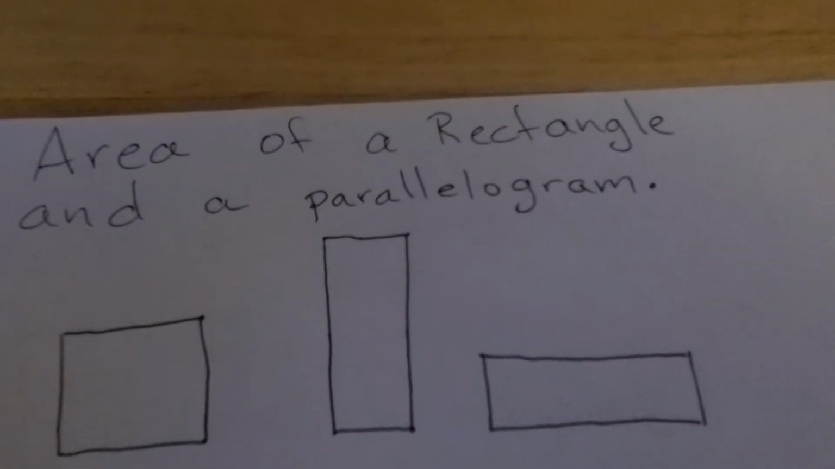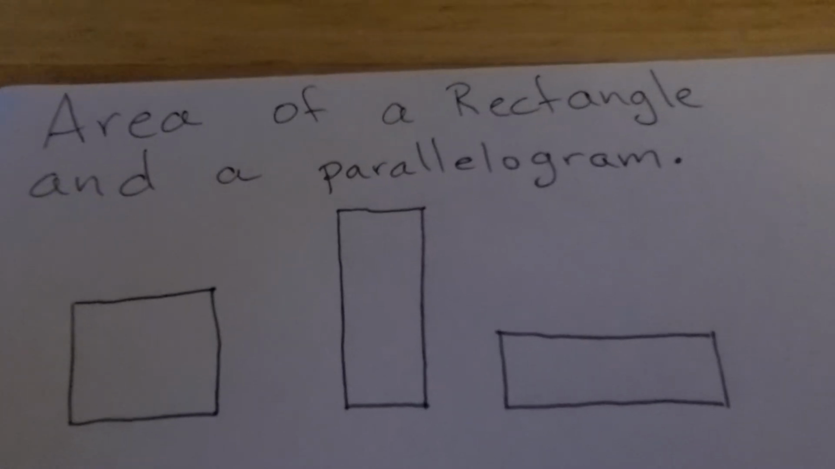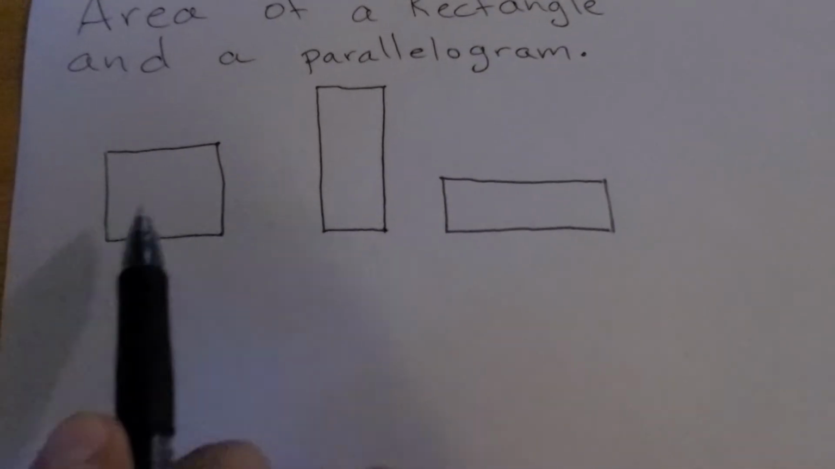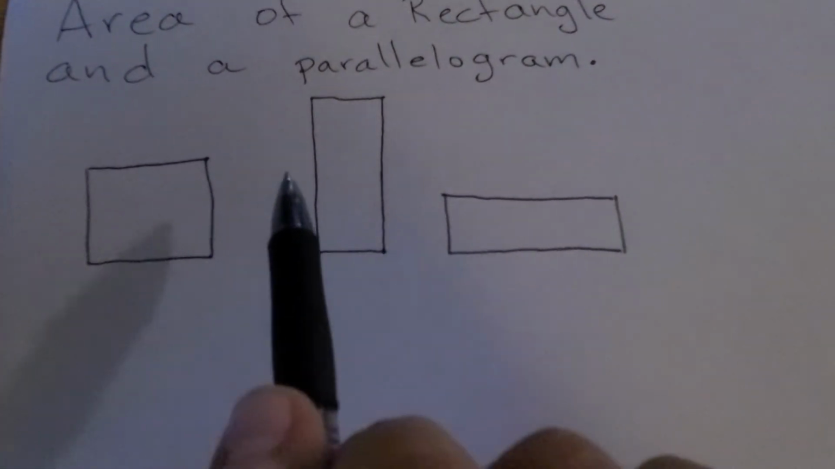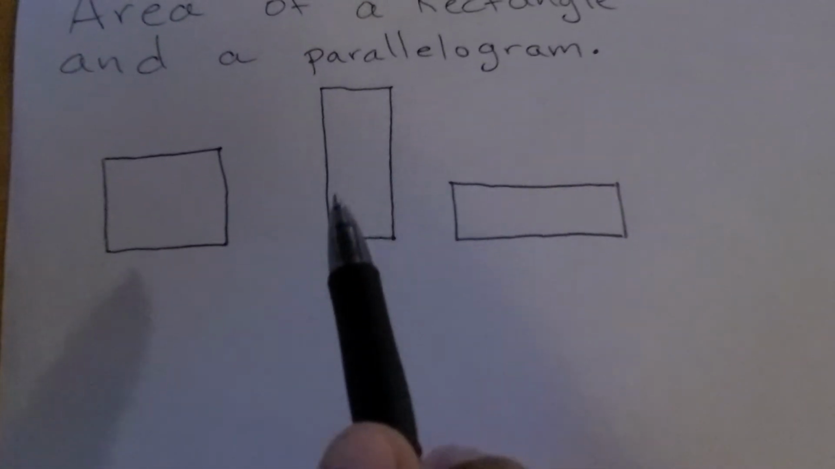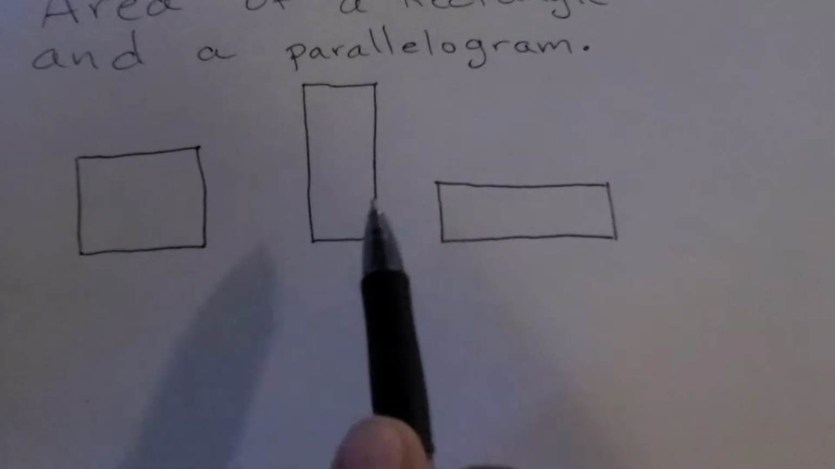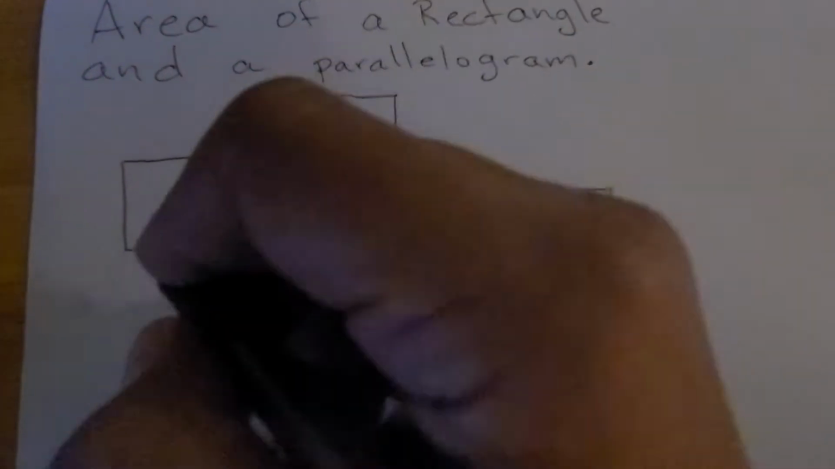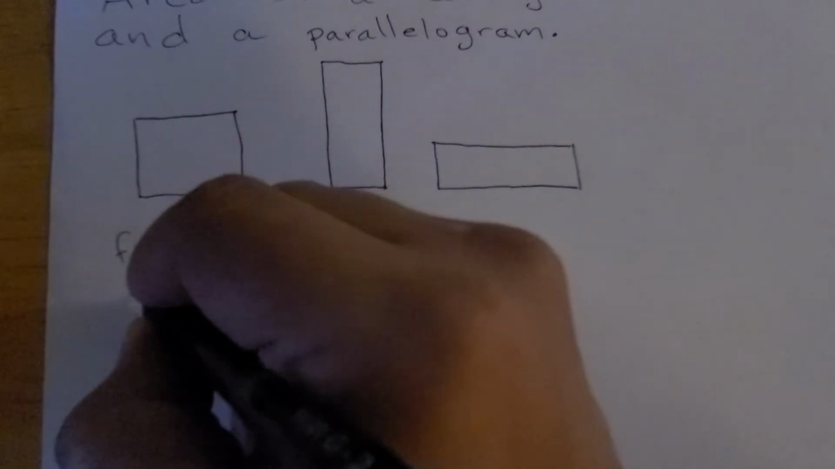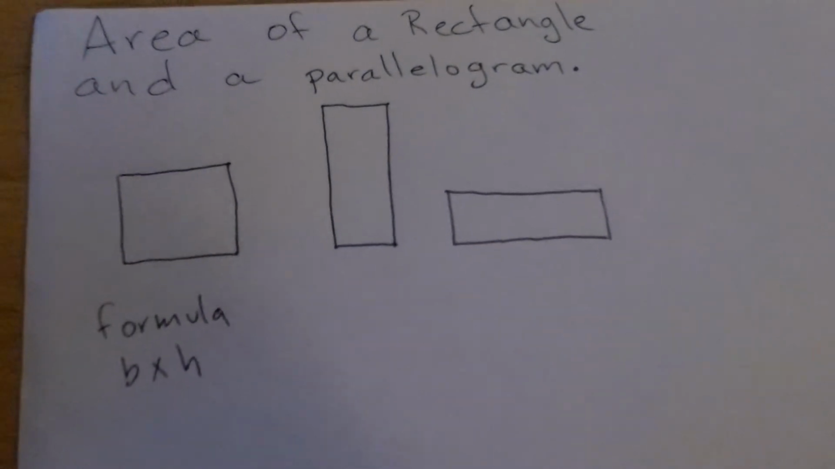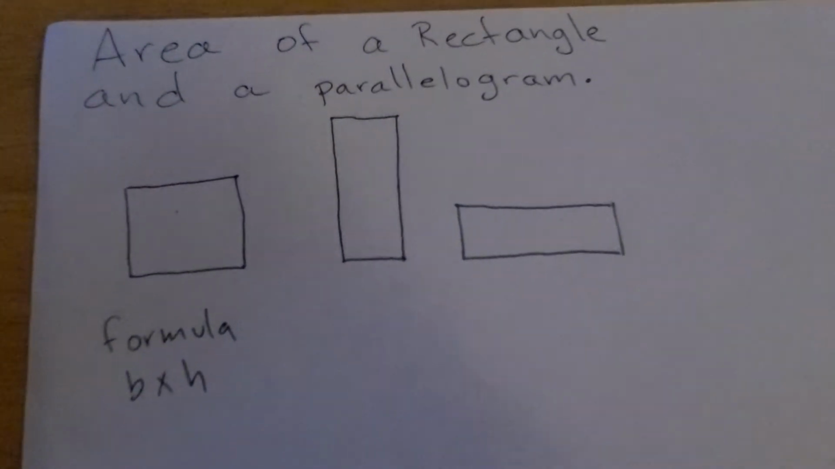As the title says, we're going to be learning about the area of a rectangle and a parallelogram. Basically, a rectangle is any four-sided shape that has right angles. So it can be a square, it can be a rectangle that looks standing up, and it can be a rectangle that's laying down. Basically, the formula is base times height. So this goes for any rectangle, like I just said.